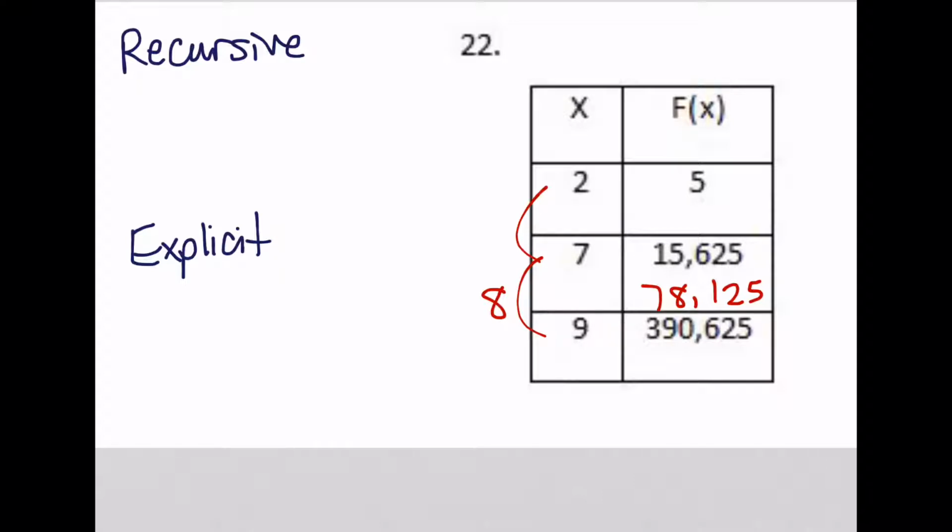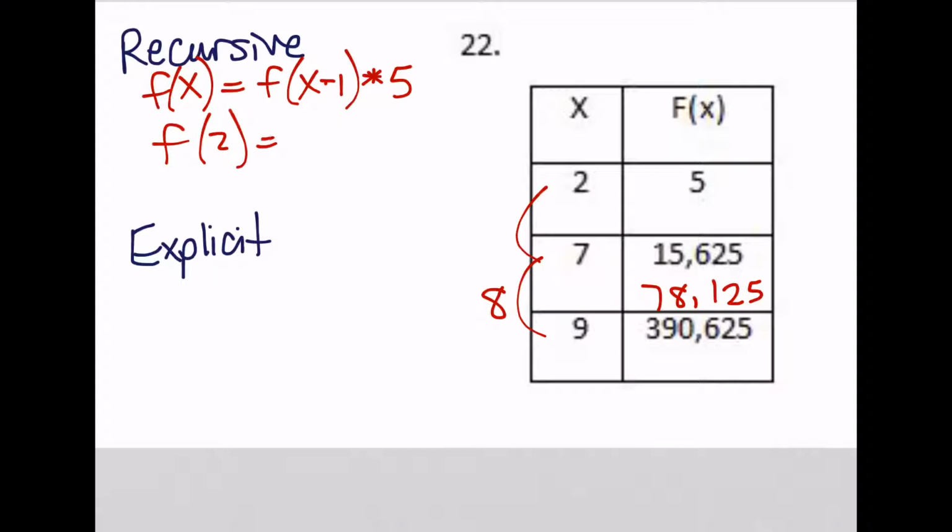And when we did recursive equations, we said f of x equals f of x minus 1 times 5. That's our pattern. And where did we start? You could use any of those values for your starting place. I just picked the first one.